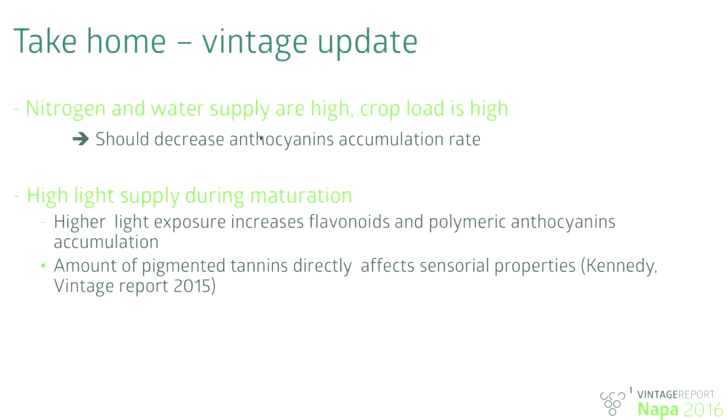So in that context, it's good news, because that's the fourth, actually the fifth take-home message. Sure, we were on a slightly bitter note because nitrogen supply is high, water supply is high in 2016, crop load is relatively high compared to 2014, even if it's not exuberant. But all of those elements predict that the accumulation rate of anthocyanin should decrease. However, we are blessed by a high light supply, which may counteract those relatively negative effects of the seasonal traits. Higher light exposure increases flavonoids and polymeric anthocyanin accumulation.